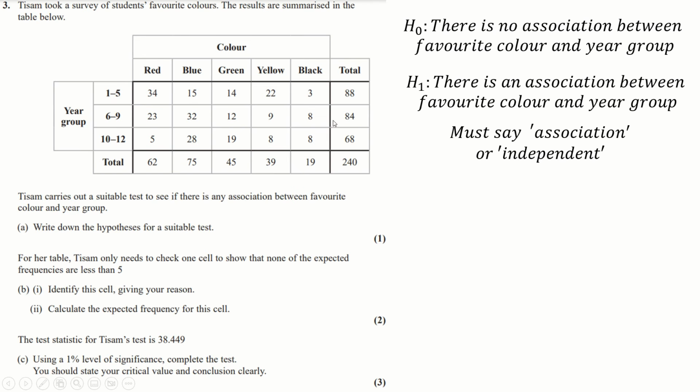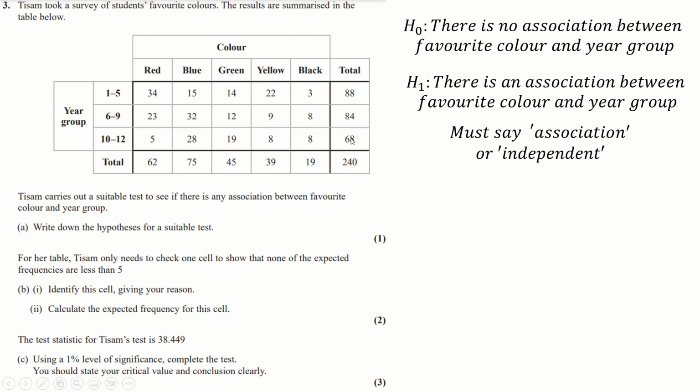So which one of these will have the lowest expected outcome? Well, it's the one with the lowest total from the row and lowest total from the column, which is this box here. Because when you're doing the expected outcome, you just do this over 240 times this over 240 to find the probability of being in this box, and then just times by 240 to work out the expected value of this, because there are 240 people.